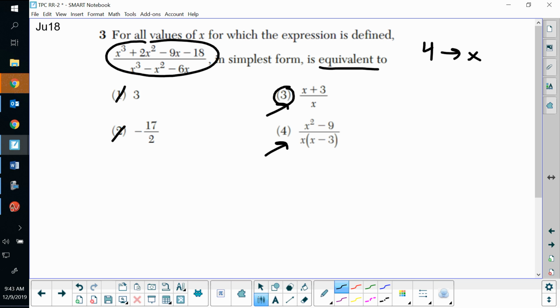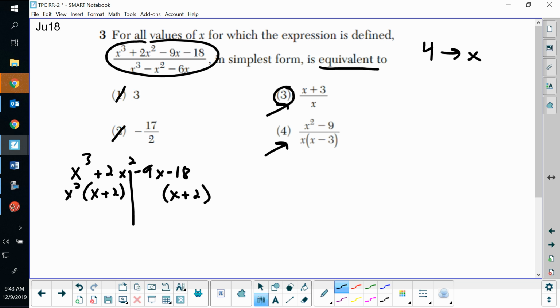All right, now the mathematical way. To do this mathematically, we would want to factor both parts. So I'm going to write the numerator down. We have 4 terms, so we'd want to do factor by grouping. We could take an x squared, leaving us with x plus 2.